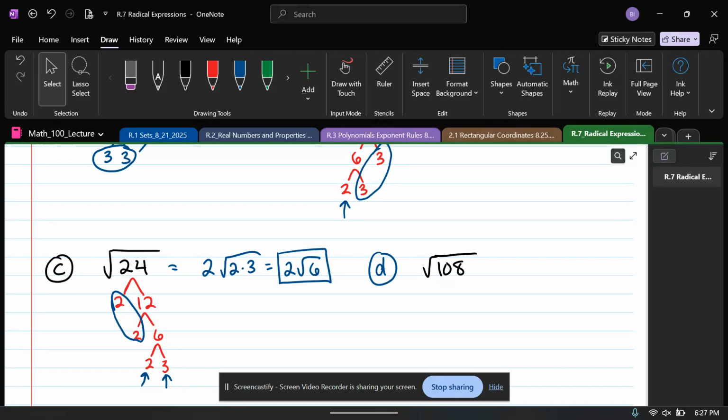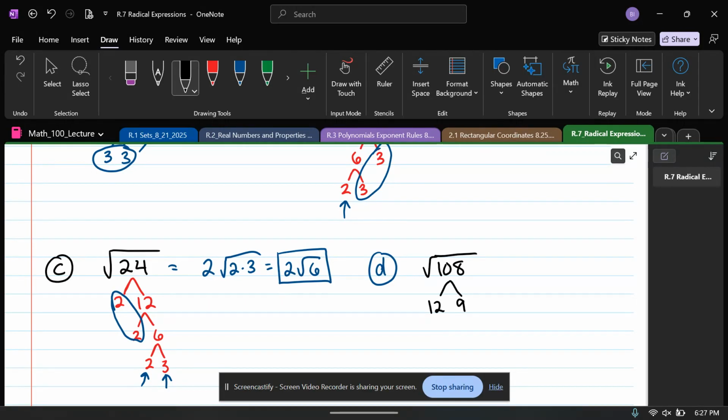Okay, so this one, bigger number. I don't know what square number goes into 108. But what do I know goes into 108? What multiplies to be 108? 12 and 9. I know my 12s times tables, so I'm just breaking it apart as 12 times 9.